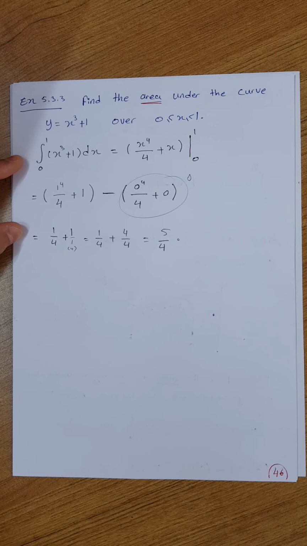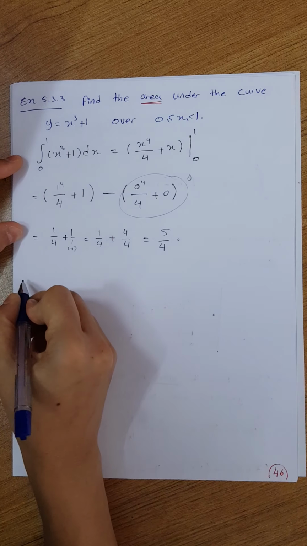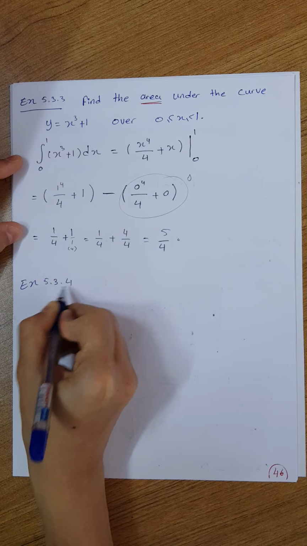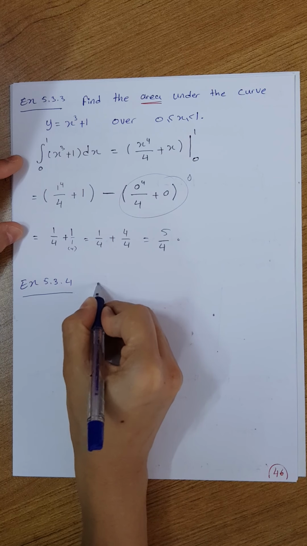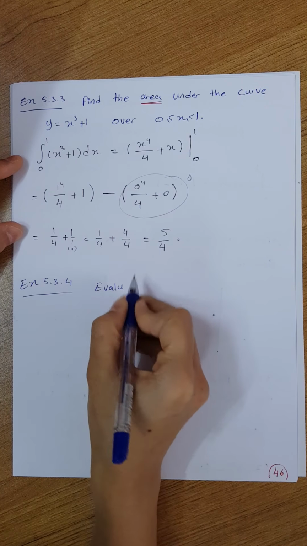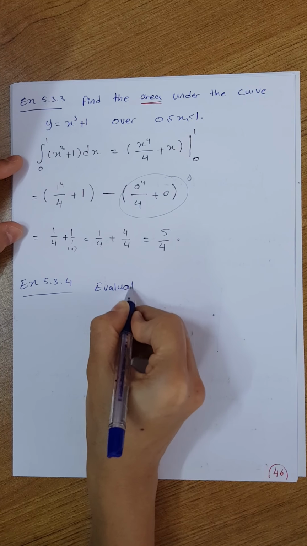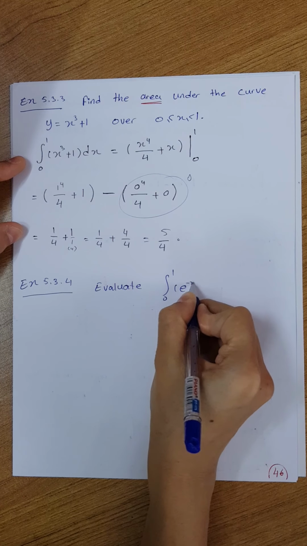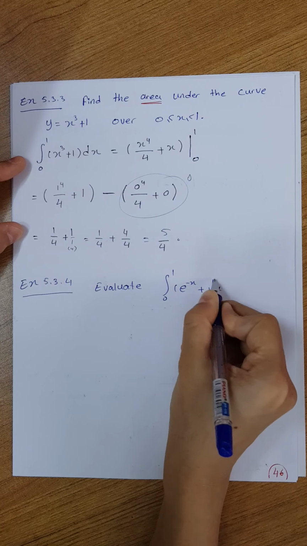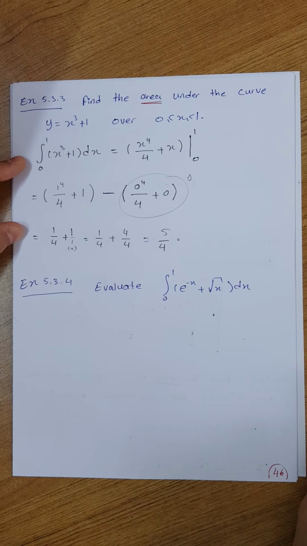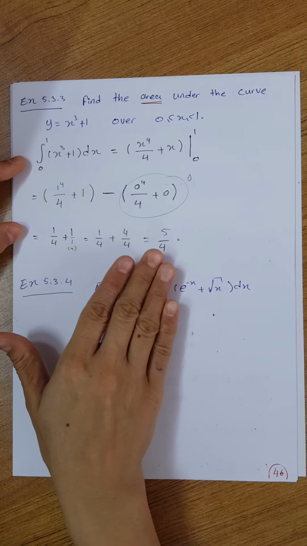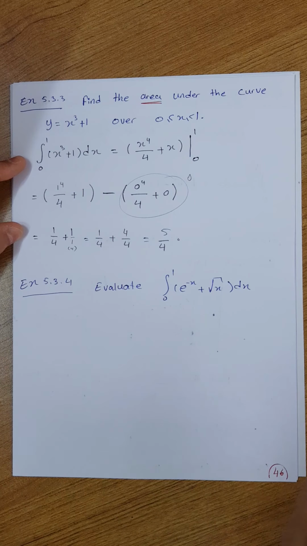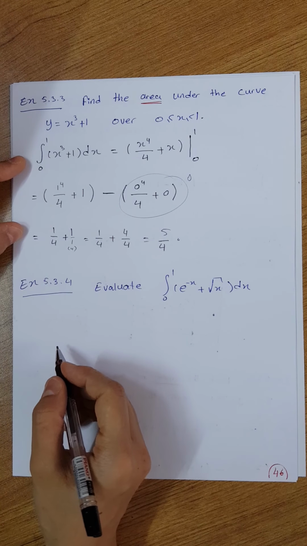We've got another example, but it is not required for me to find the area. It's evaluation of a definite integration, but of course it is giving the same result, the same steps that we have done previously. Evaluate the integration from 0 to 1 of e to the power of minus x plus root of x, all dx. If it says find the area under that curve over that interval, or if it gives you an integration, you're doing the same steps.